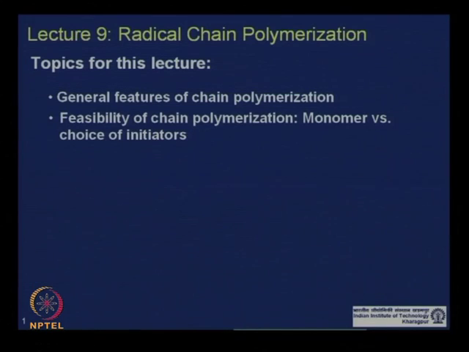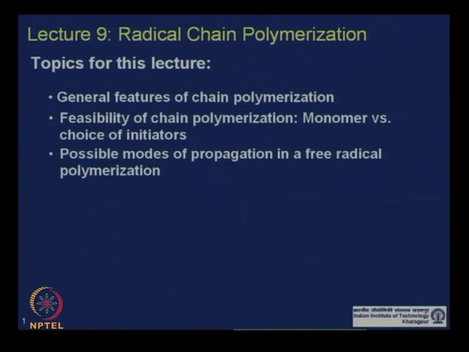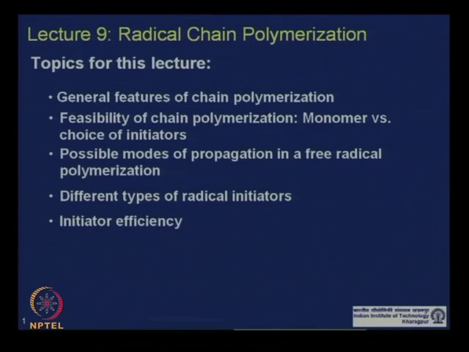In this lecture, we are going to cover general features of chain polymerization, which we will basically revisit from our introduction lecture, and then we will talk about feasibility of chain polymerization, how the structure of monomers determines which type of initiator we should choose, and different modes of propagation of a free radical in a free radical polymerization, different types of initiator and initiator efficiency.